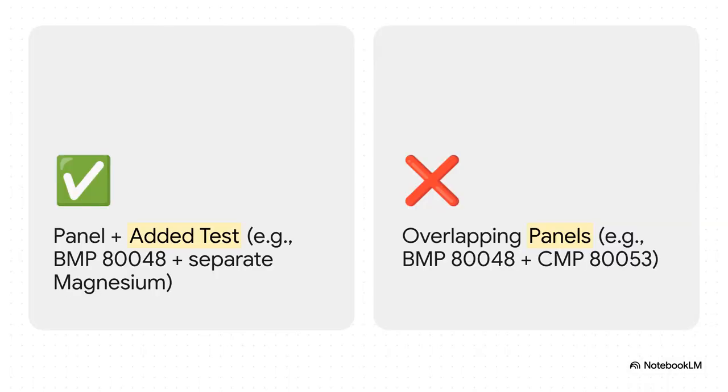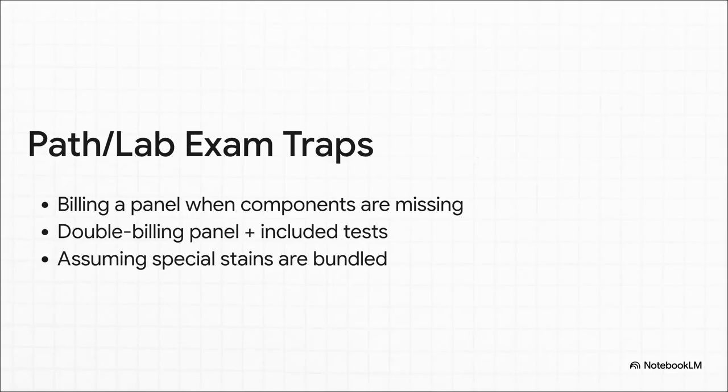This leads into a massive compliance trap. Compare these scenarios on screen. It's totally fine to code a separate test alongside a panel if it's not included, like adding magnesium to a basic metabolic panel. But double billing overlapping panels is a huge error. Screenshot these exam traps for your notes. The CPC exam loves tricking you with overbilling scenarios by mixing overlapping panels or trying to make you assume special stains are automatically bundled into surgical pathology.